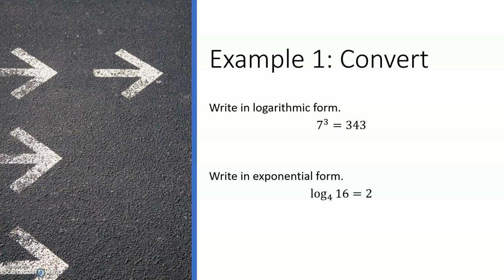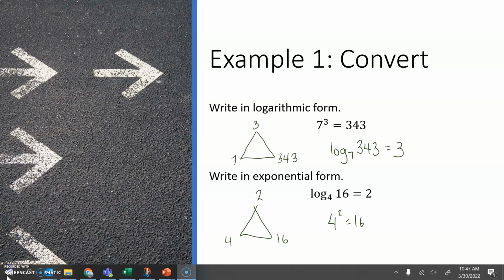Try these two if you haven't already. Give those a shot. So pause the video and come back after you've tried those. Here are my answers to these ones. This is log base 7 of 343 is equal to 3. Logs are always equal to the exponent. And then in exponential form, that would be 4 squared equals 16.